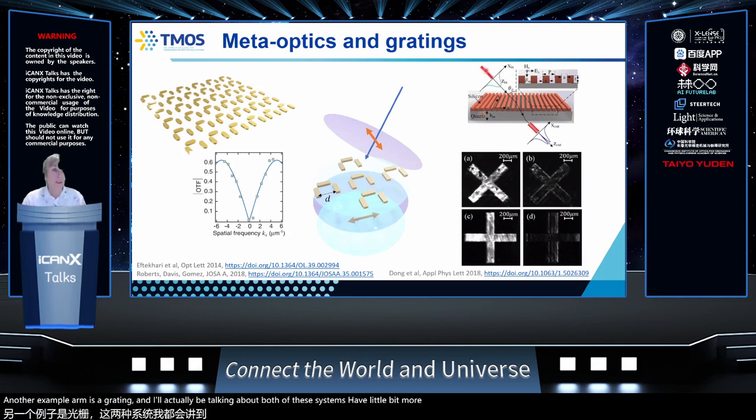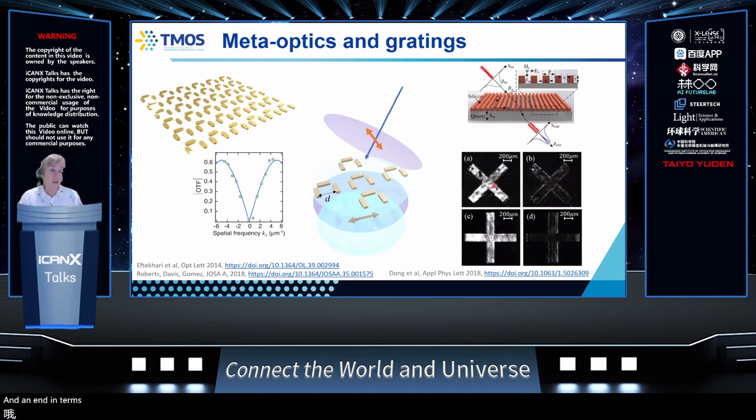Another example is a grating, and I'll actually be talking about both of these systems a little bit more later on. But in this case, you have a grating. If you have an incident optical field, they are able to show that the output was the derivative of the input. And in terms of image processing, this led to enhancement of edges.